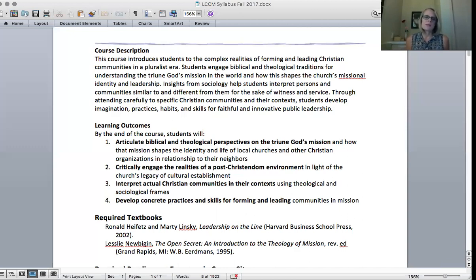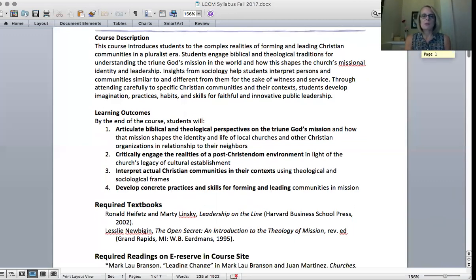So this course has a long history in our curriculum, and we're excited for you to engage with us. There are 2 required textbooks in this, Leadership on the Line and The Open Secret. One is an organizational leadership understanding of adaptive and technical challenges that we face, and the second is an understanding of what it is for congregations to be hermeneutics of the gospel. And so we think it's a missional understanding of using a theological understanding to think about congregations and communities.